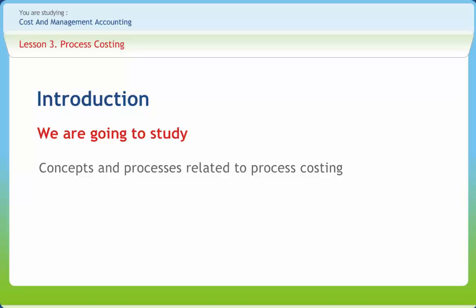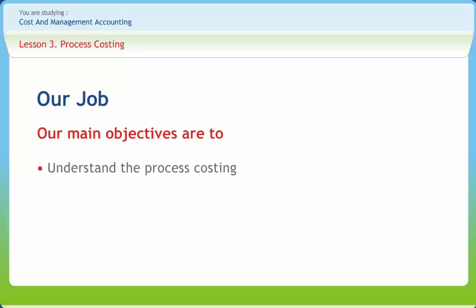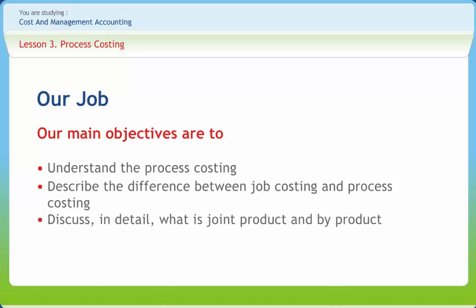In this lesson, we will discuss the concept and processes related to process costing. It follows from the previous slide that after studying this lesson, you should be able to understand process costing, describe the difference between job costing and process costing, and discuss in detail what is joint product and byproduct.